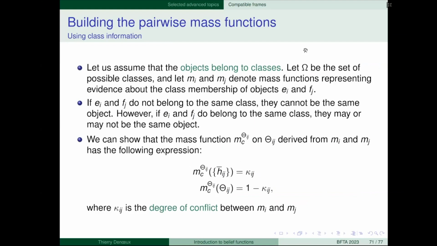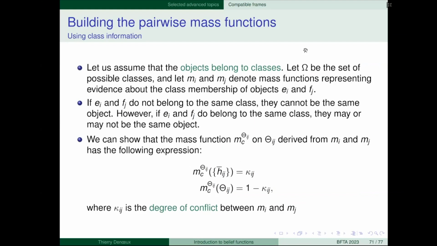Now you can sometimes assume that objects belong to classes. For example, there are objects on the road, and they can be trucks, cars, bicycles, motorcycles, and so on. So let omega be the set of possible classes: car, truck, bus, bicycle, and so on. Let Mi, Mj denote mass functions representing evidence about the class membership of the objects.